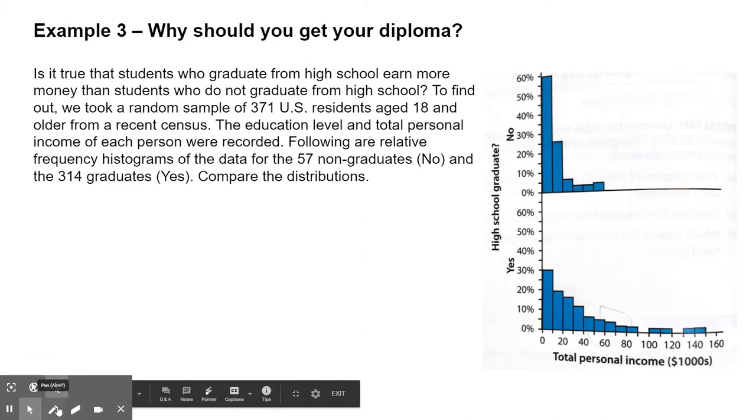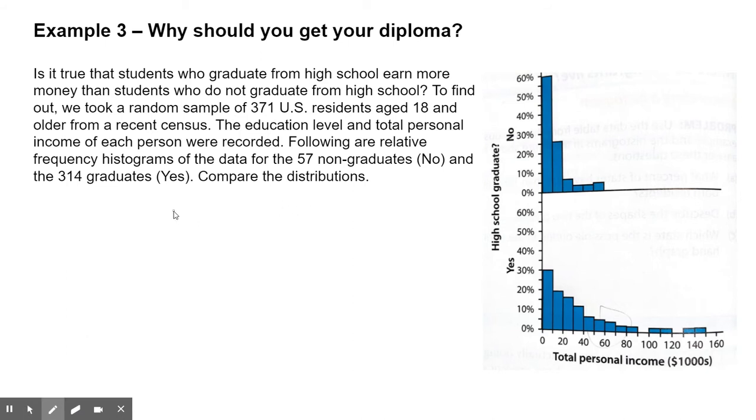All right, so here we go. Here's our question. Example 3: why should you get your diploma? Is it true that students who graduate from high school earn more money than students who do not graduate from high school? To find out, we took a random sample of 371 U.S. residents aged 18 and older from a recent census. The education level and total personal income of each person was recorded. Following are our relative frequency histograms of the data for the 57 non-graduates, or the no, so no, I did not graduate, and the 314 graduates, or yes.